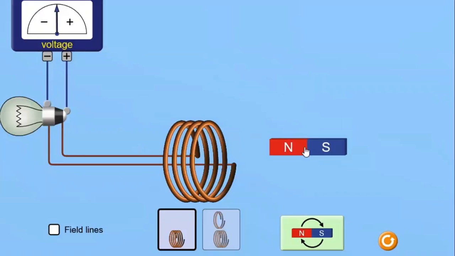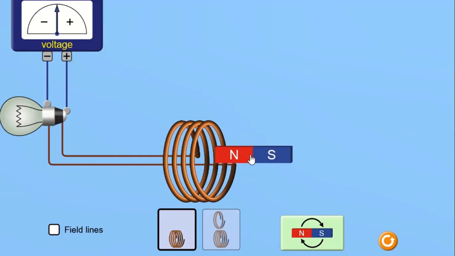So if I bring this bar magnet closer, watch very carefully. As I am moving the bar magnet closer to the coil, you see that the bulb glows. But the bulb stops glowing and the indicator stops deflecting the moment the movement of the magnet stops.